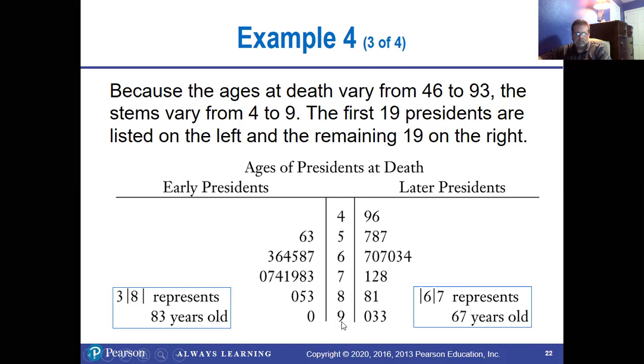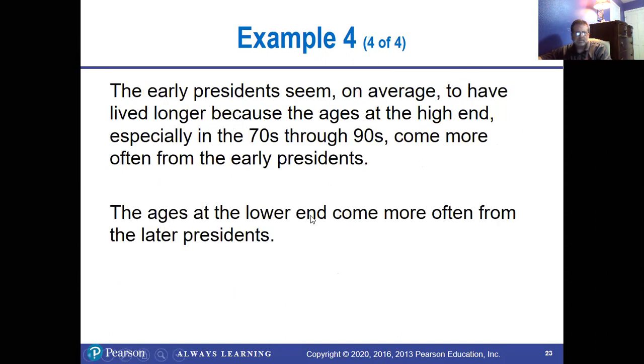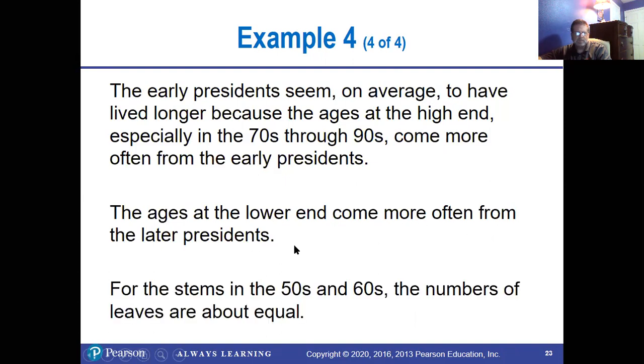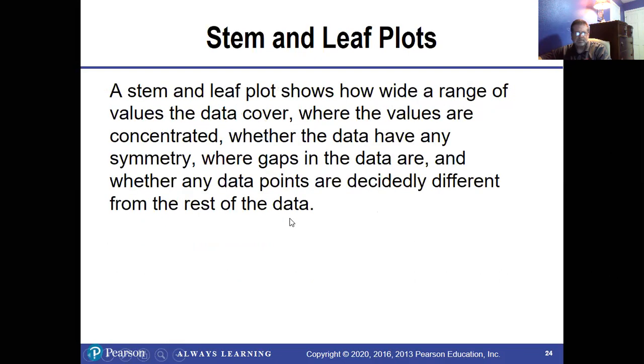However, there's more older 90s, and there's five here. There's only four after the 70s, but a lot more 70s. 60s. Now, there are some outliers in here. If you think about the biggest outlier of all, it is this 46, because he was assassinated. So that's kind of an outlier. The 49, I think he was sick or something. I don't remember. I'm not that much of a history person. It says the ages of the lowers come more often from the later presidents. For the stems 50s and 60s, the numbers of the leaves were about equal.